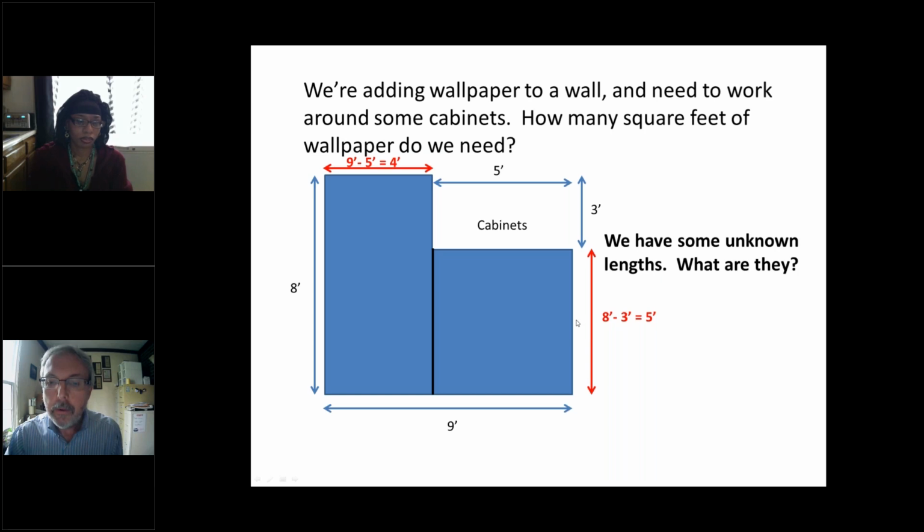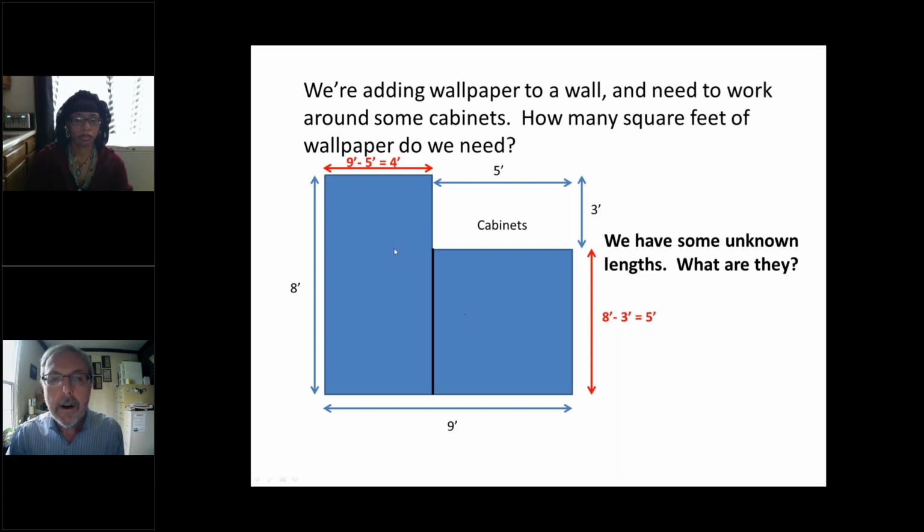And so that would be 8 feet all the way along there, if we went all the way to the top where it would have been. So 8 feet minus this 3 feet that the cabinets were taking up means that this distance here is 8 minus 3, or 5 feet.